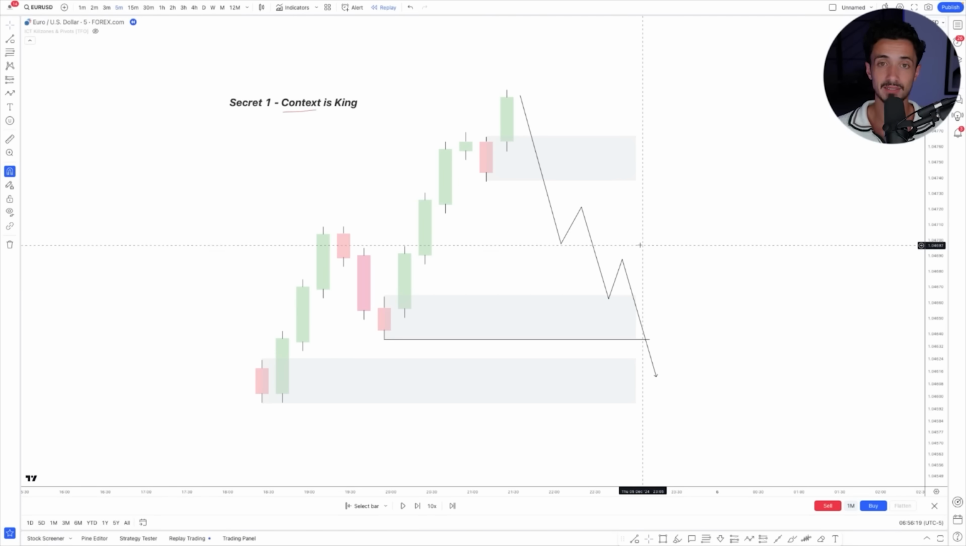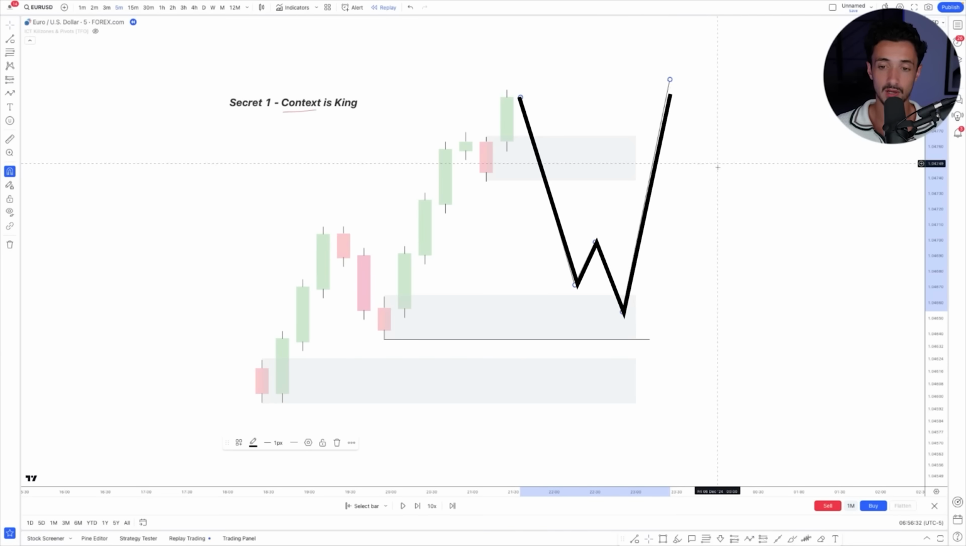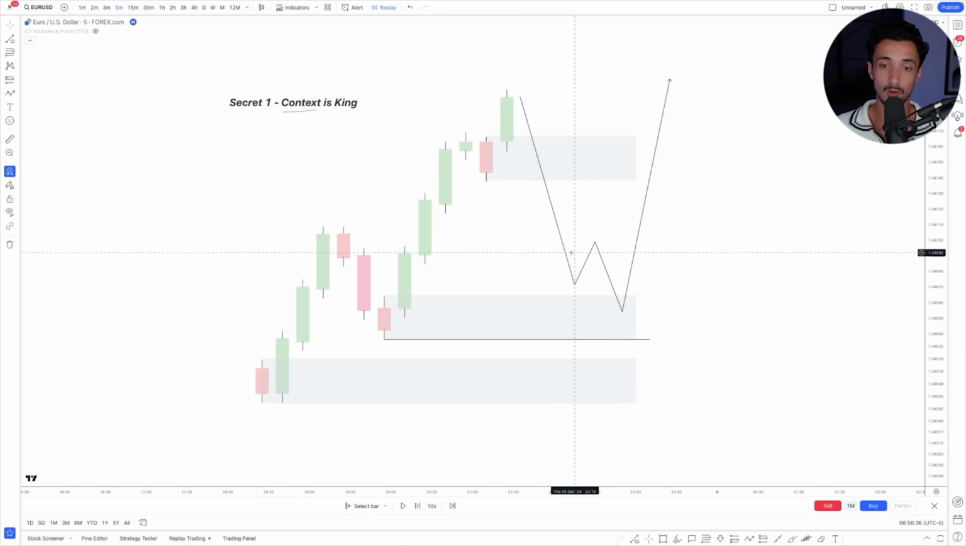So understanding that context is king. Make sure that you choose the order blocks that align with what price is actually telling you. So what you want to see is something like this, where price comes down into these levels and then trades out like this. That right there would be an ideal order block, not this one and not this one.